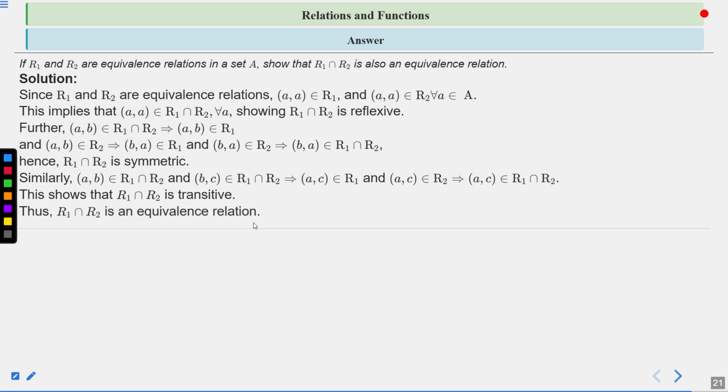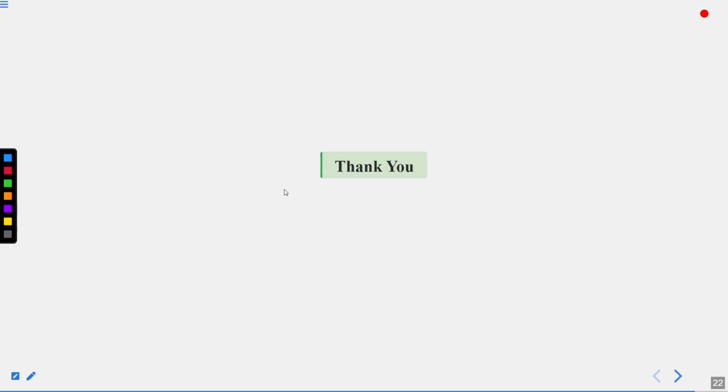Got it? Clear? If you take any element (a, b) belonging to R1 intersection R2 and (b, c) belonging to R1 intersection R2, then (a, c) will belong to R1 and (a, c) will belong to R2. This implies (a, c) will belong to R1 intersection R2. This shows that R1 intersection R2 is transitive. Thus, we can say that R1 intersection R2 is an equivalence relation. Okay. Thank you so much.